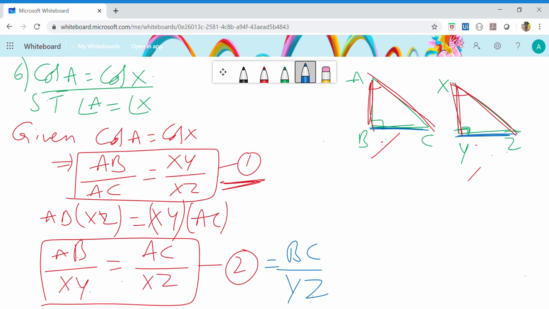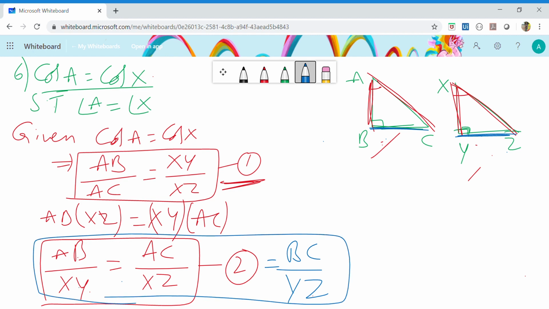Because if these three ratios are equal, which is that AB by XY is equal to AC by XZ is equal to BC by YZ, then automatically these two triangles become similar by the SSS similarity condition. If they are similar, automatically corresponding angles are equal. So angle A is equal to angle X, you can write. This is the concept. That's why I did the cross multiplication here.